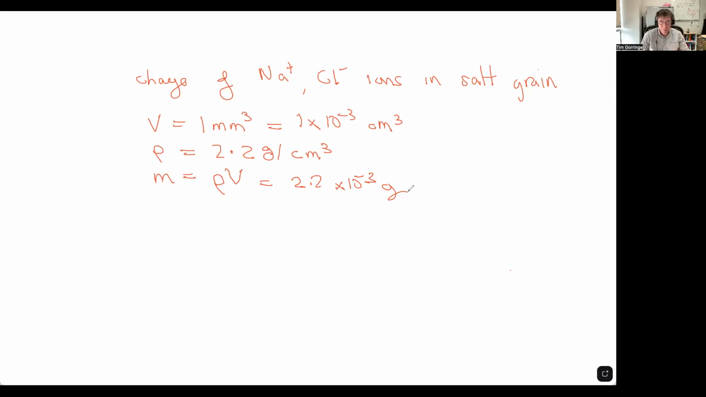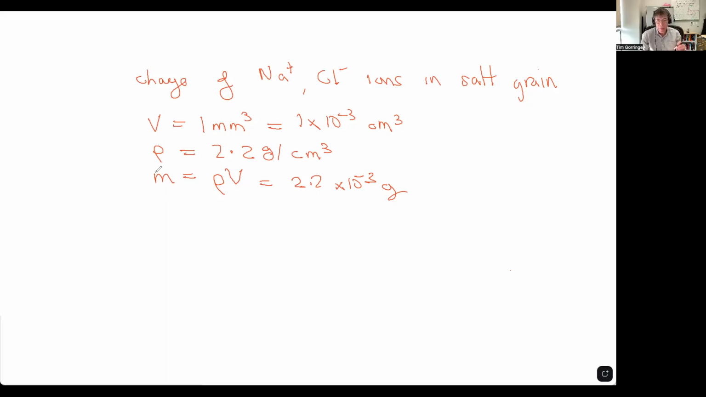Next step in my calculation, I want to figure out the number of ions of sodium or ions of chlorine. I'm going to first figure out the number of moles of sodium chloride that I have in my 2.2 times 10 to the minus 3 grams of sodium chloride. For this calculation I looked up another number, but I kind of knew it, because I could work it out knowing a little bit about sodium and chlorine. I needed the molar mass of sodium chloride.